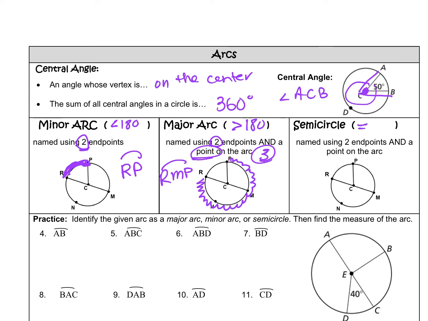A semicircle is exactly 180 degrees, and it's 2 endpoints plus a point. So that means it has to have 3. So if I go right here, I'm going to go R to N to M. Arc RNM.